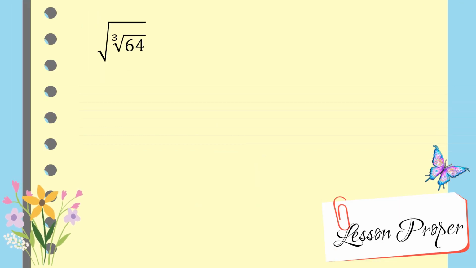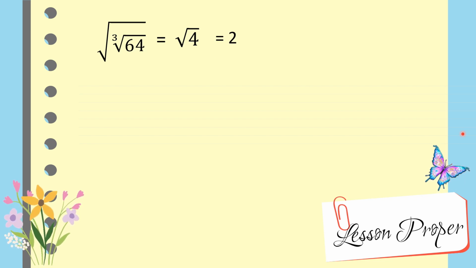And the last law of radicals would be illustrated by this. Square root of the cube root of 64. Can you give me a number? What is the cube root of 64? A number which when multiplied by itself three times will give 64. Alright, the answer would be 4. So cube root of 64 is 4. Square root of 4. And the square root of 4 is equal to 2.